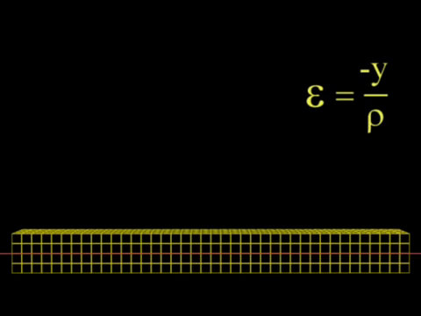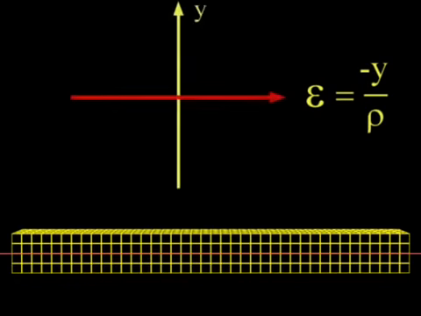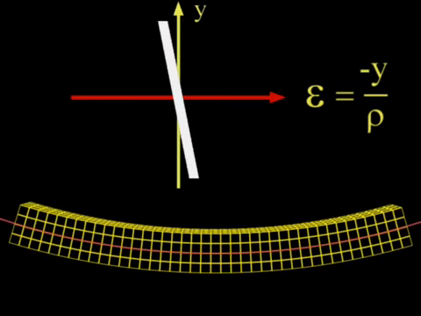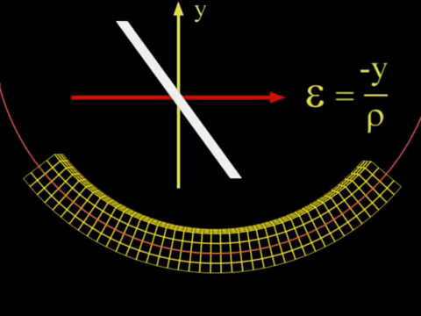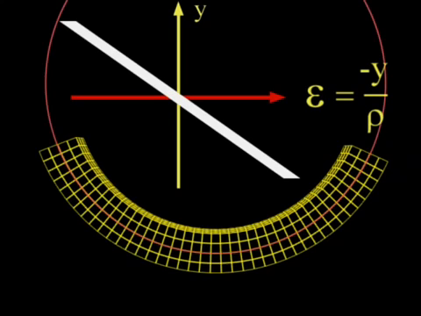This linear relationship between epsilon and y can be illustrated graphically. Before the beam is bent, ρ is infinite, and the strain is zero everywhere across the depth of the beam. As the beam is bent, ρ decreases, and the strain in each fiber increases. In all cases, the strain varies linearly with y. Fibers above the neutral axis are shortened and experience a negative strain, while those below are elongated and experience a positive strain.